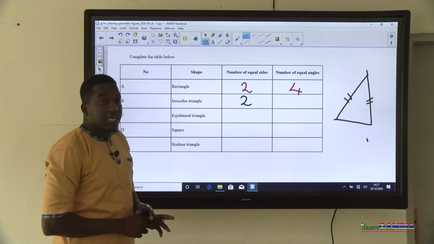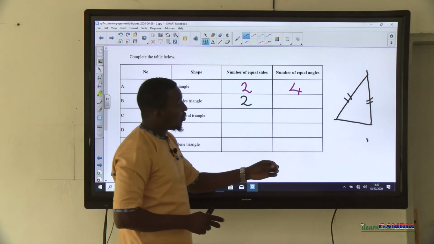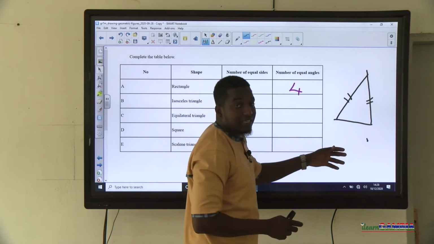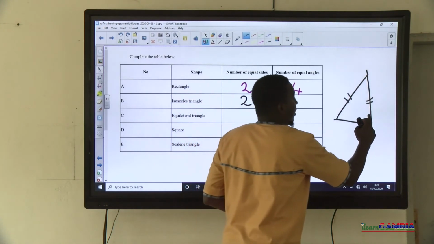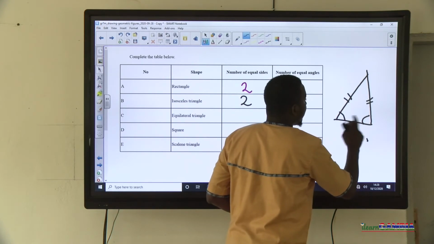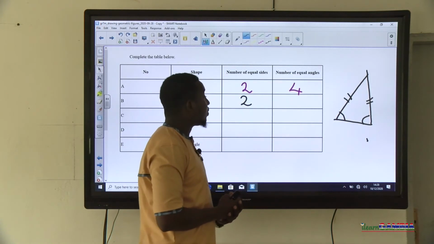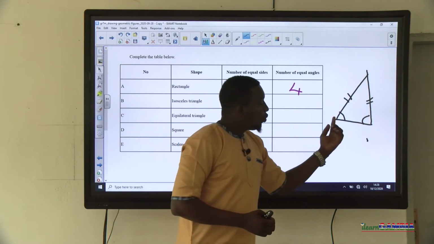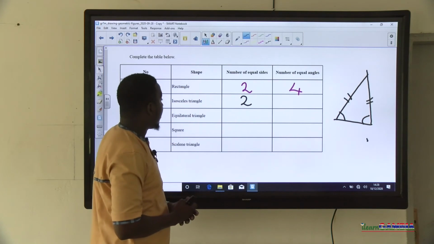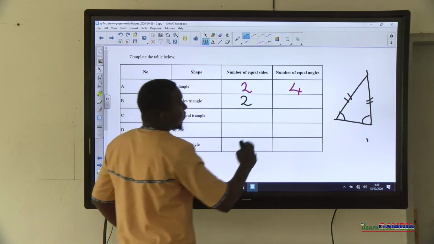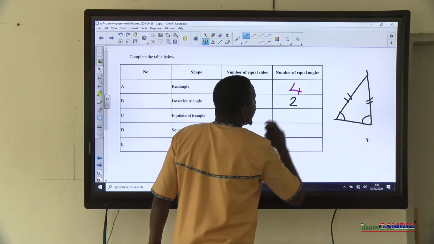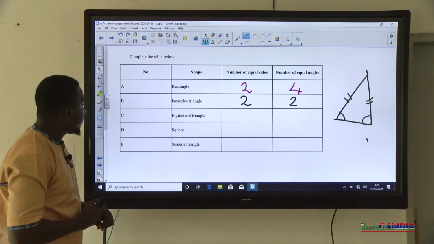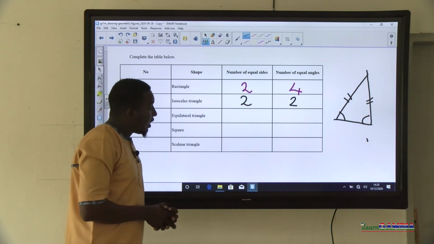And also, from the definition of isosceles triangles, we know that the base angles of the equal sides are also equal. So it means here the base angles of these 2 equal sides are also equal. So if we are talking about equal angles in an isosceles triangle, we know that there are 2 angles that are equal. So the number of equal angles is also 2. Then we move to the third one, which is an equilateral triangle.